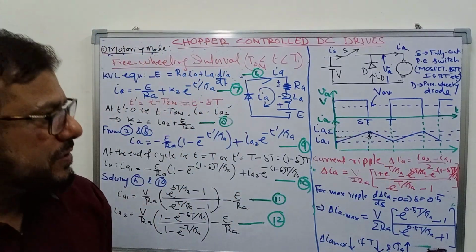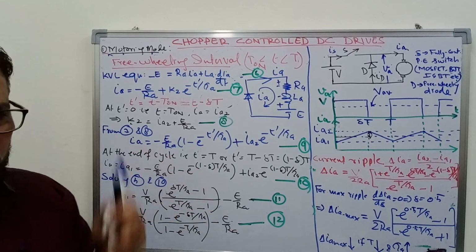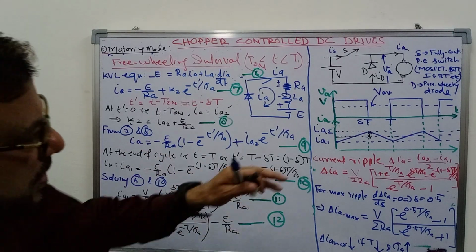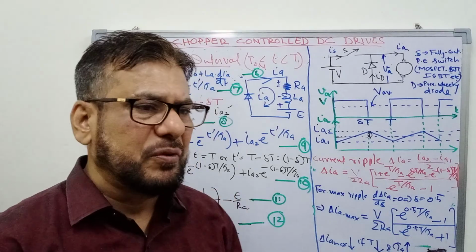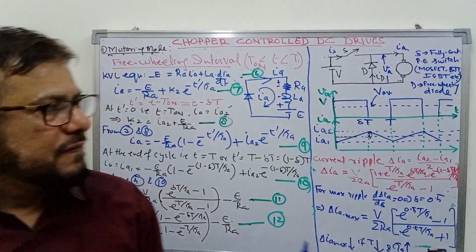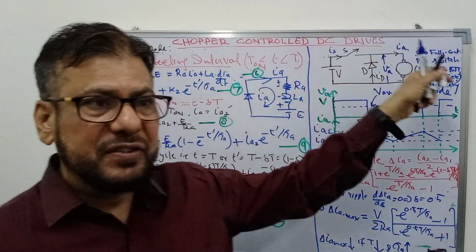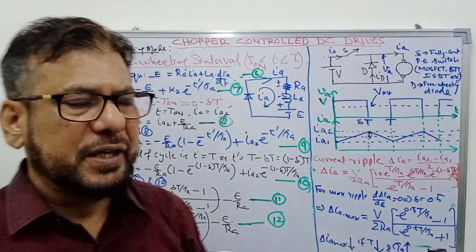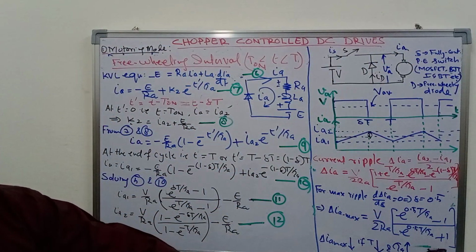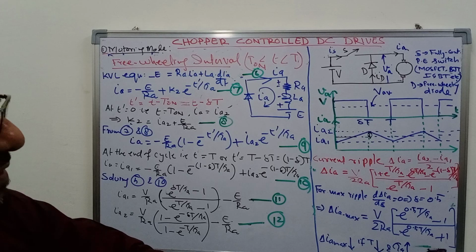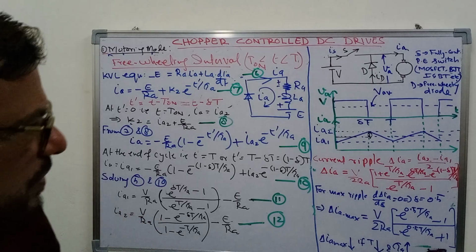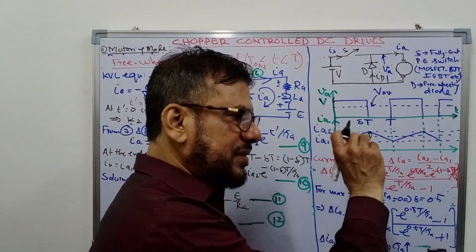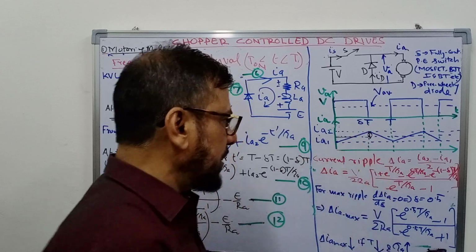And as you know that for good operation of a DC motor, current ripples should be as low as possible. For normal operation, when we feed the DC motor from some DC supply, current is DC, continuous current is there, no ripples are there. So here also current should be as smooth as possible.